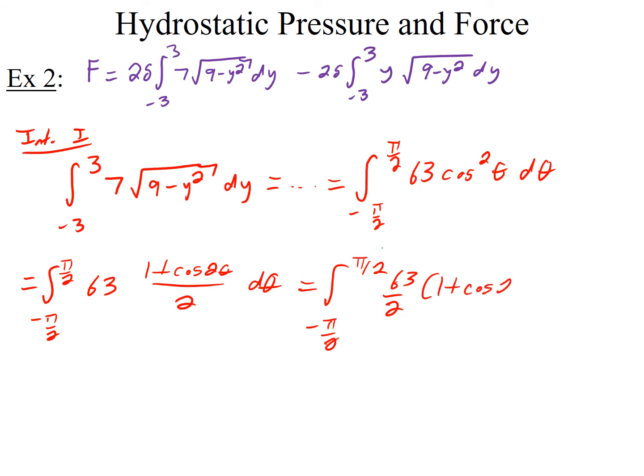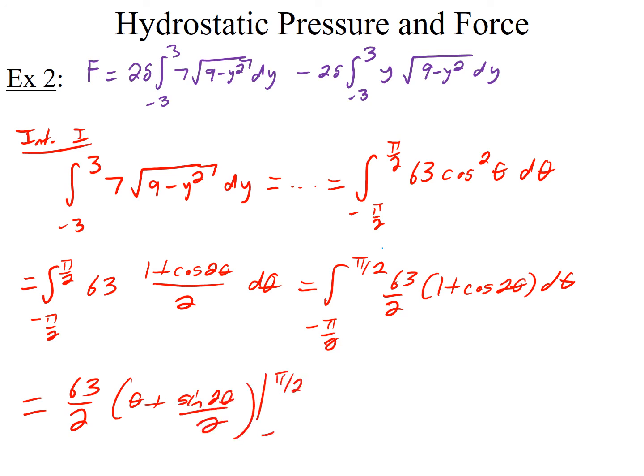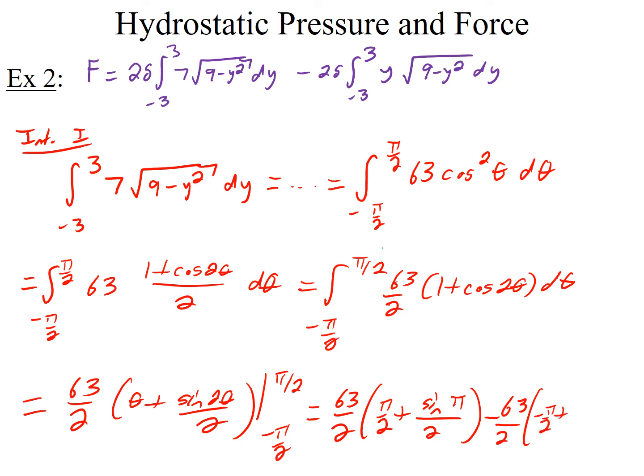So now we can integrate. You copy the number down, 63 over 2, and then theta plus sine 2 theta over 2. And you have to plug in these angles. When you plug in pi over 2, you get 63 over 2 times pi over 2 plus sine of pi all over 2. And then when you plug in negative pi over 2, you get negative pi over 2 plus sine of negative pi all over 2. Once again, out of room, so we'll erase some more stuff. But we're almost done with this integral.